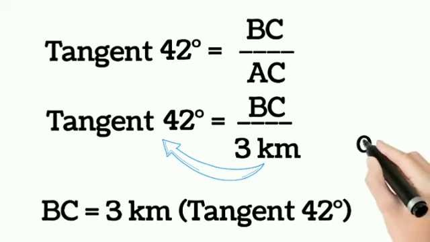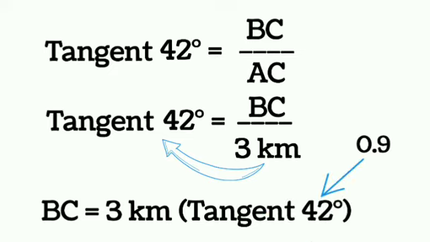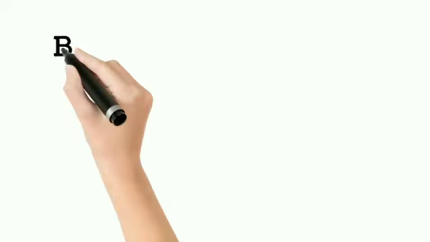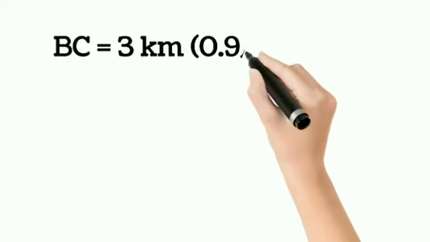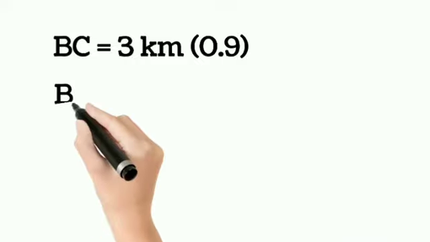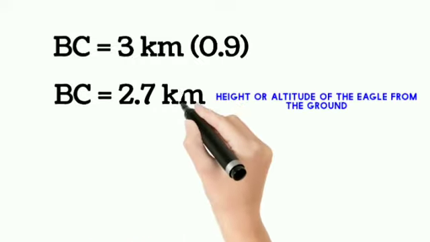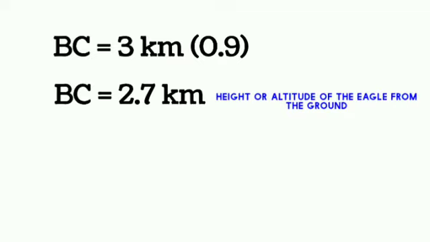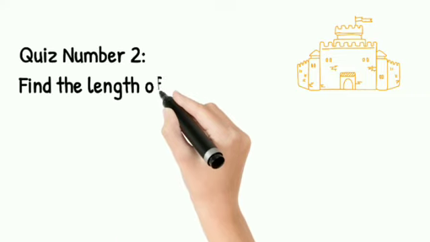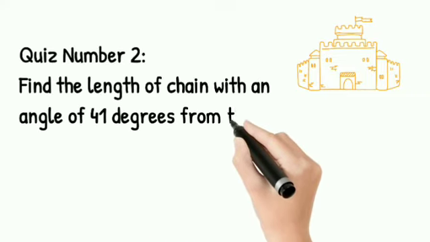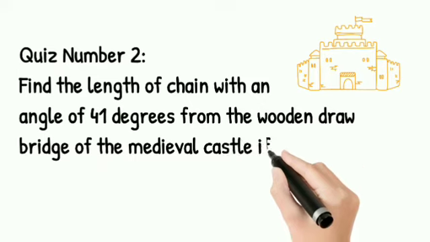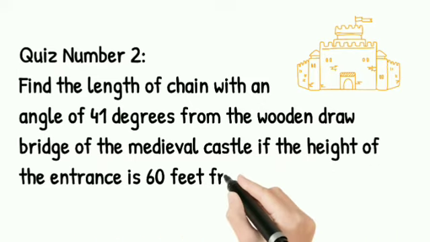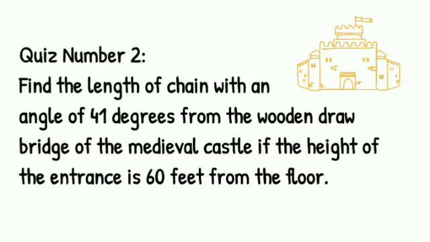Using the scientific calculator, tangent 42 degrees is equal to 0.9. Thus, BC is equal to 3 kilometers times 0.9. Therefore, the altitude of the eagle from the ground BC is equal to 2.7 kilometers. In quiz number 2, find the length of the chain with an angle of 41 degrees from the wooden drawbridge of the medieval castle if the height of the entrance is 60 feet from the floor.